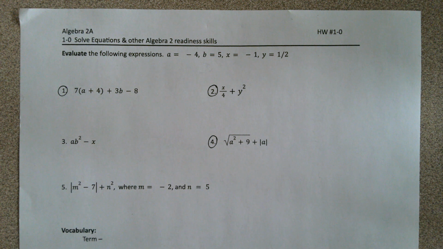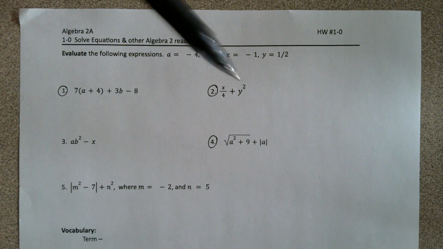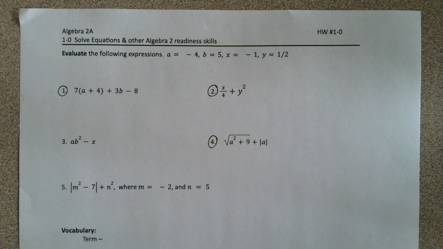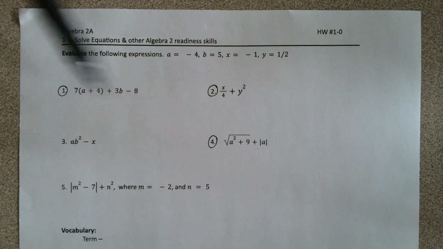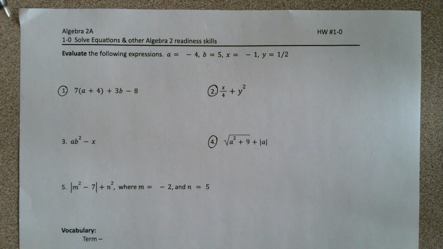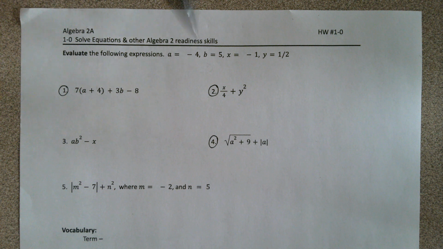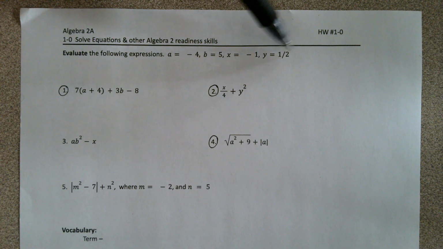So, starting with number 1, what we're doing in this section of problems is we are evaluating the expressions, and they actually give us the value of each variable. So we don't need to just simplify here. We can actually get an answer. So it tells us that A is -4, B is 5, X is -1, and Y is 1/2.